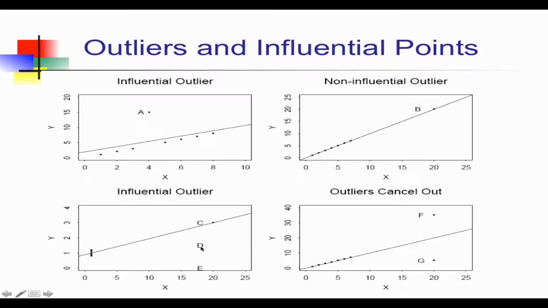This situation is also an influential outlier. You can see that without this outlier, your data is very different from the picture with this outlier. Without this outlier, there's actually no relationship between y and x, right? And in this one, there is actually not only one outlier, there are two outliers, and those outliers cancel out the effect of each other.